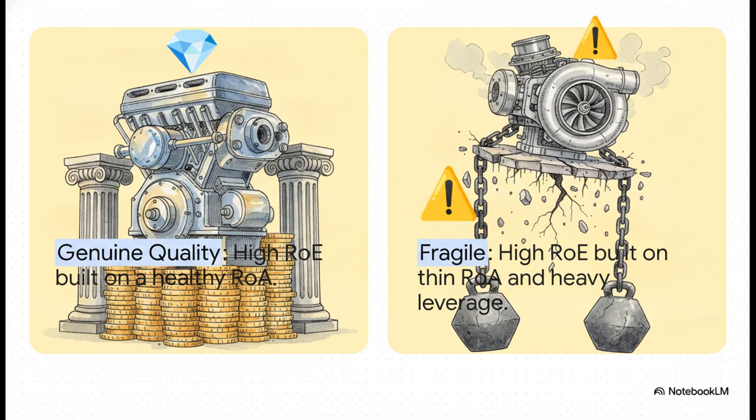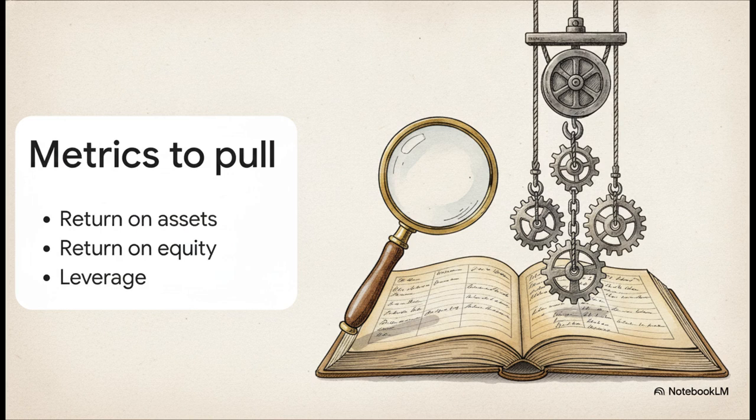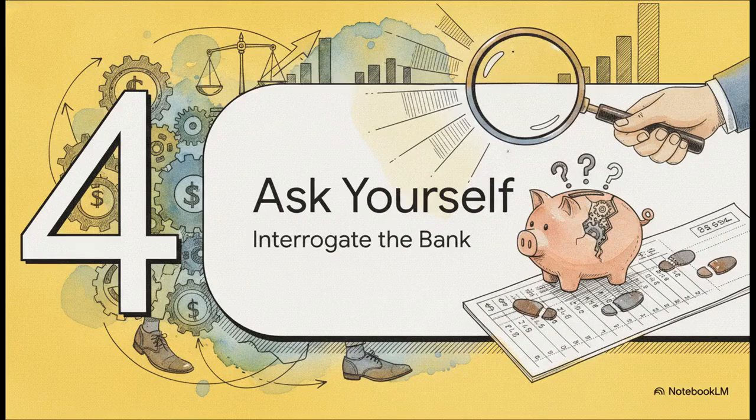So, to actually run this diagnostic check yourself, there are exactly 3 metrics you need to pull from the financial statements. And don't just look at them as isolated numbers on a page. Pull the ROA to understand the core engine's true efficiency. Pull the ROE to see what the shareholders are actually getting, and then crucially, calculate that leverage relationship between them. The difference between the two tells you exactly how much heavy lifting borrowed money is doing to generate those final profits. Let's put this into practice with the Ask Yourself framework.